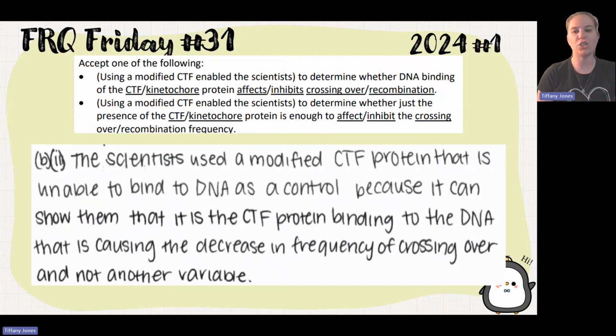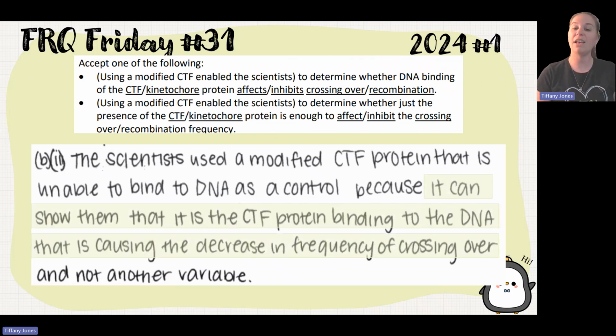And so they said the scientists used modified CTF protein that's unable to bind to DNA as a control because it can show them that the CTF protein binding of the DNA caused the decrease in frequency of crossing over and not another variable. So they were actually seeing that it did connect.